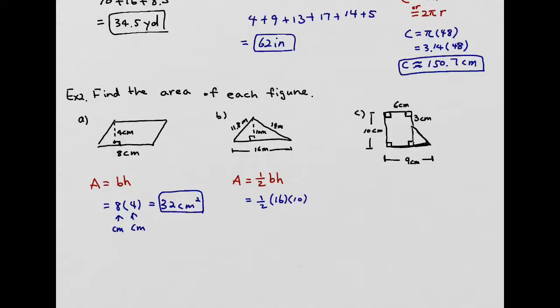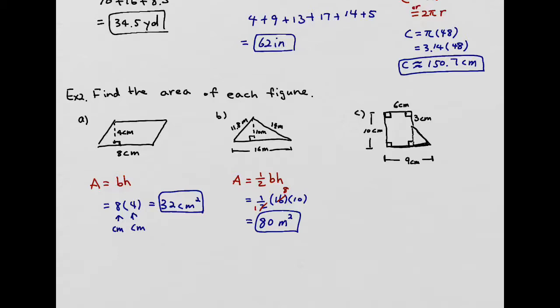Height is 10. And we know that this is going to be reduced before we multiply, because it's easier to multiply a smaller number. That will be 8. 2 goes into 16 8 times. So it means you're going to multiply 8 times 10. So that will be 80. And your unit was meter, and you're multiplying 2 meters, so it will be square meter.